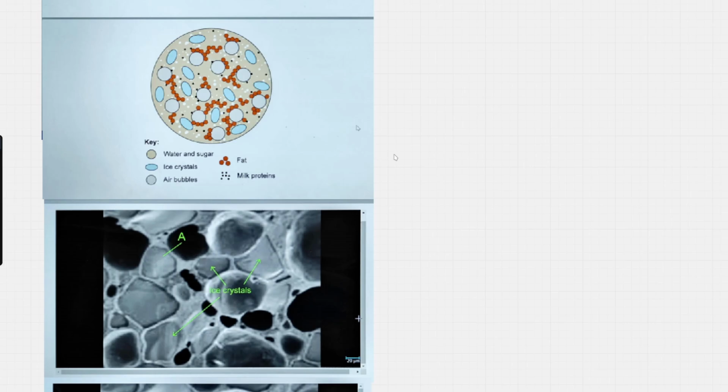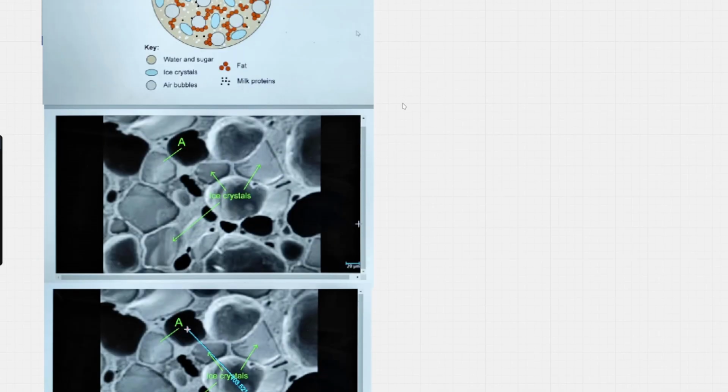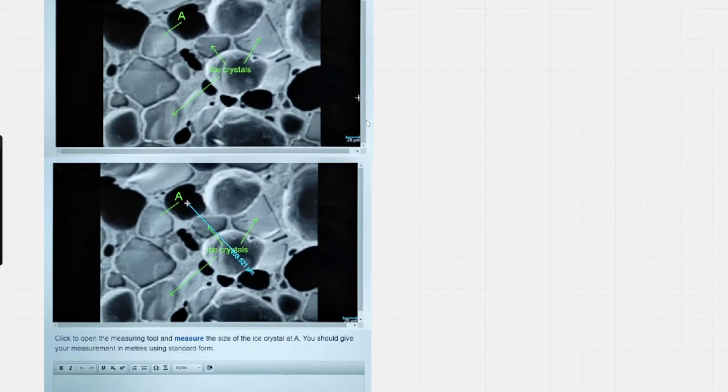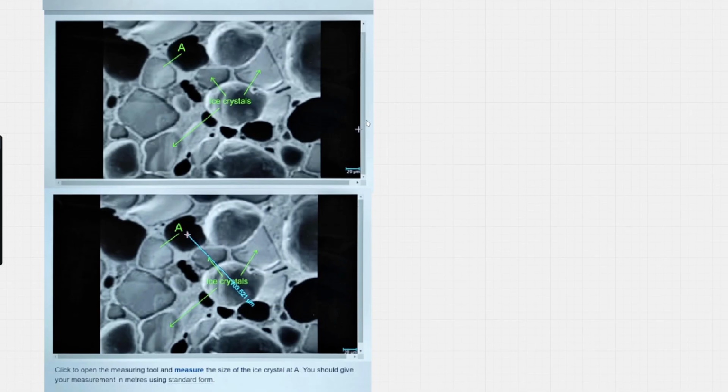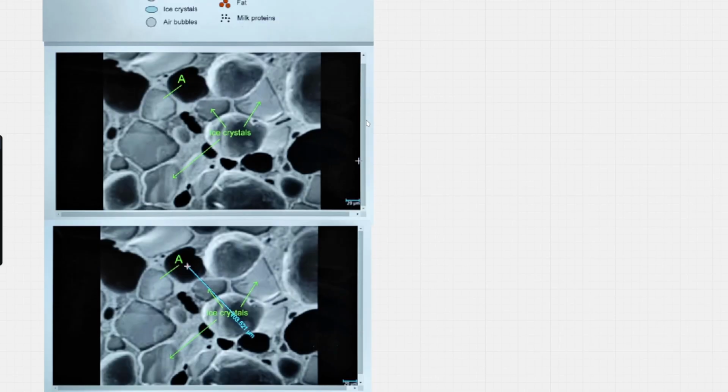In this you have to use your IB assessment tools, one's going to be given, just like they've demonstrated in the picture. So the measurement is going to be somewhere around 55 micrometers, and you have to write that in standard form. Micro is 10 to the power negative 6.